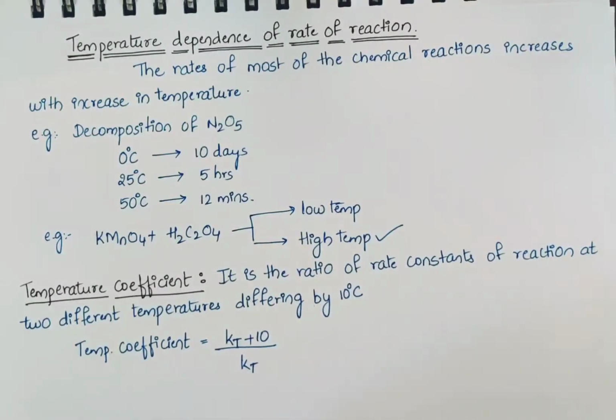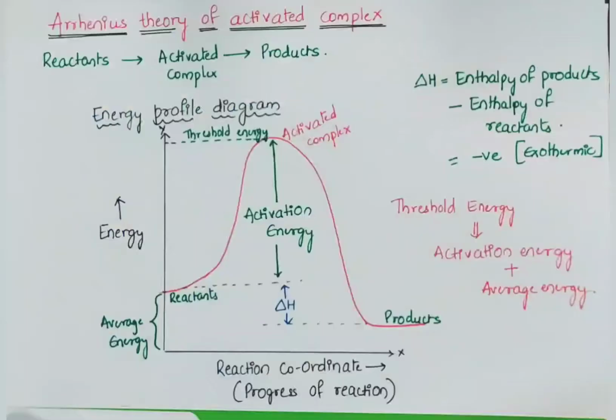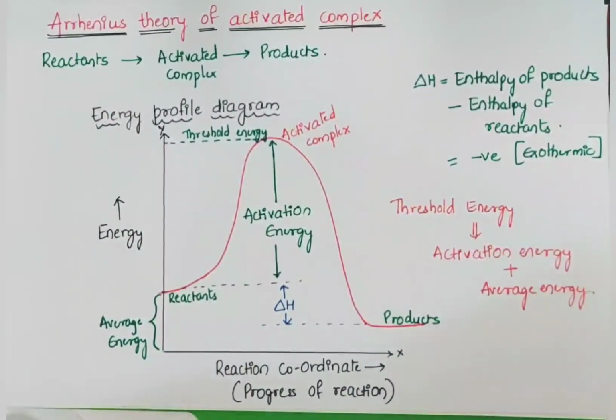The physical justification for the effect of temperature on the rate of the reaction was given by the Swedish chemist Arrhenius. He gave an equation which is referred to as the Arrhenius equation, and also a theory which is referred to as the Arrhenius theory of activated complex. Moving on to the next part of our discussion, that is, the Arrhenius theory of activated complex.